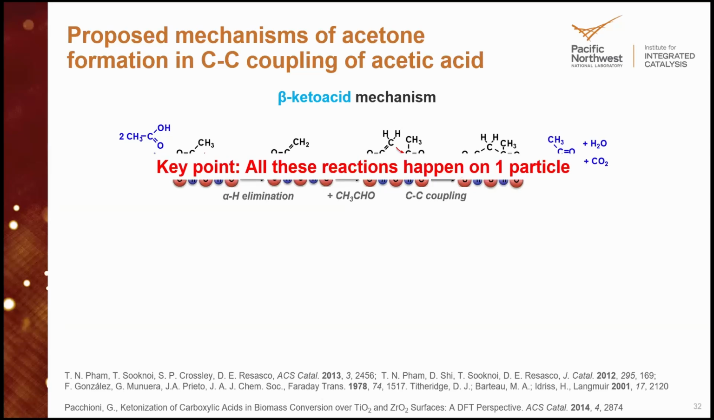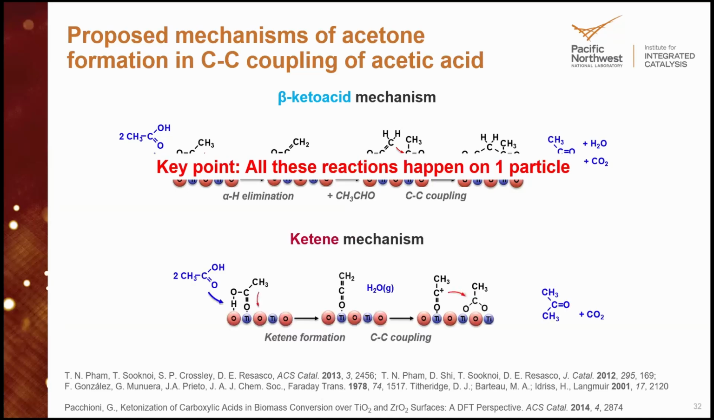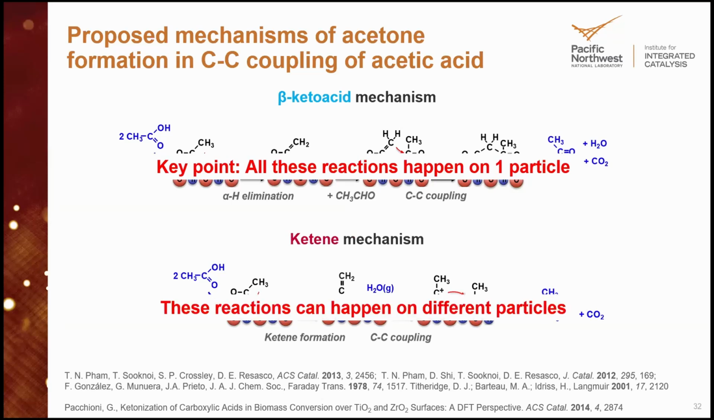So the key point is all these reactions happen on a single particle. Not surprising, it's all local chemistry, right? A ketene mechanism is also out there in the literature. Again, it goes through this enolization step, but you also drop the hydrogen off, and you form a ketene. The stuff in the literature mostly imagined that the ketene reacts locally. But if the ketene desorbs, then it could be transported to another particle and do chemistry that way.